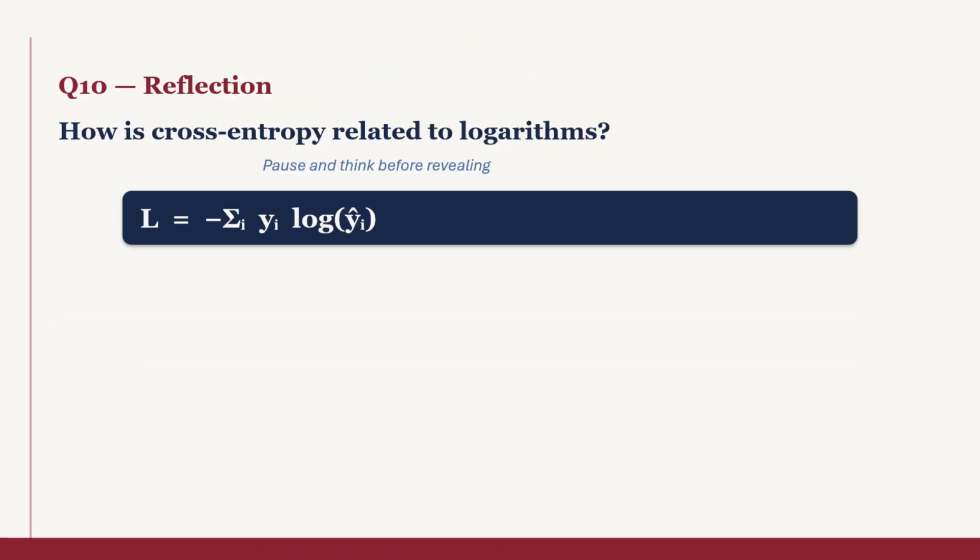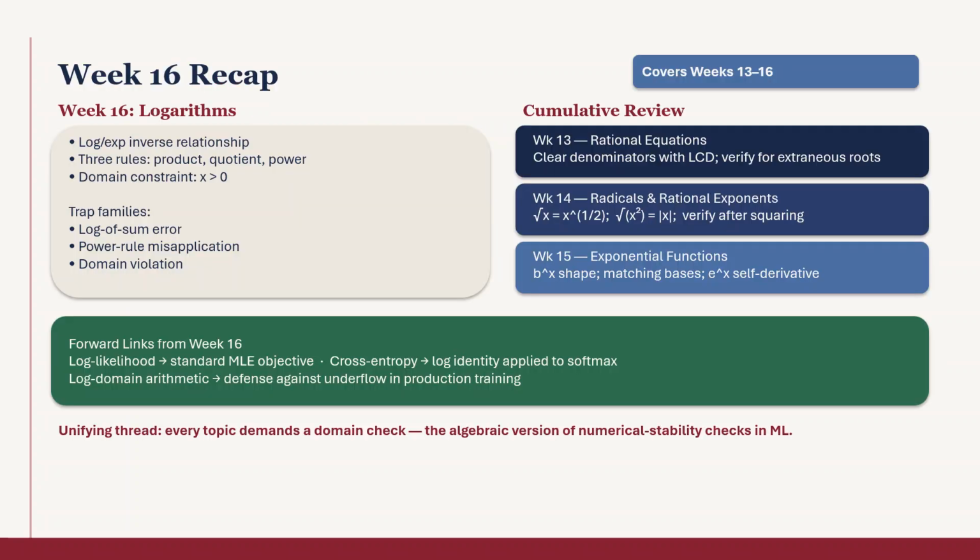Reflection 10. How is cross-entropy related to logarithms? Pause to think. Quick recap of Week 16, Logarithms and Properties, with a cumulative review across weeks 13 to 15. Week 16 itself, you converted between logarithmic and exponential forms, applied the product, quotient, and power rules to expand and condense expressions, solved exponential equations using natural log, and connected log likelihood and cross-entropy to the log rules you just drilled.